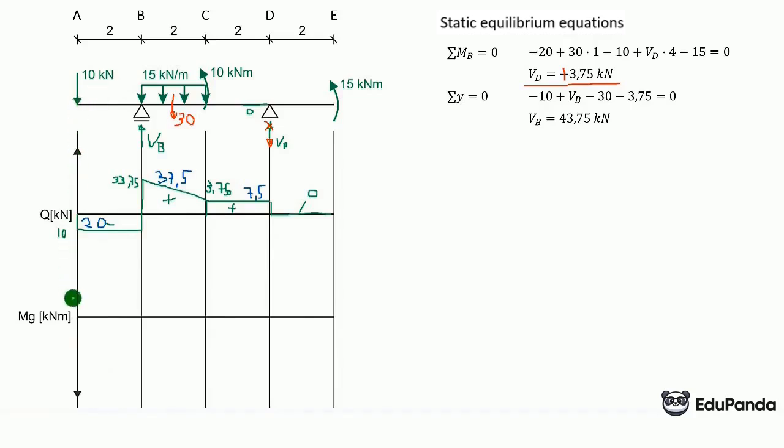So is there a moment applied here? No, we start from 0. Is there a moment applied here? Yes, 15. So here we start from 15. This moment arrow stretches the lower fibers, so the graph is on the side of the lower fibers. How else can we approach this? I look at it like this.